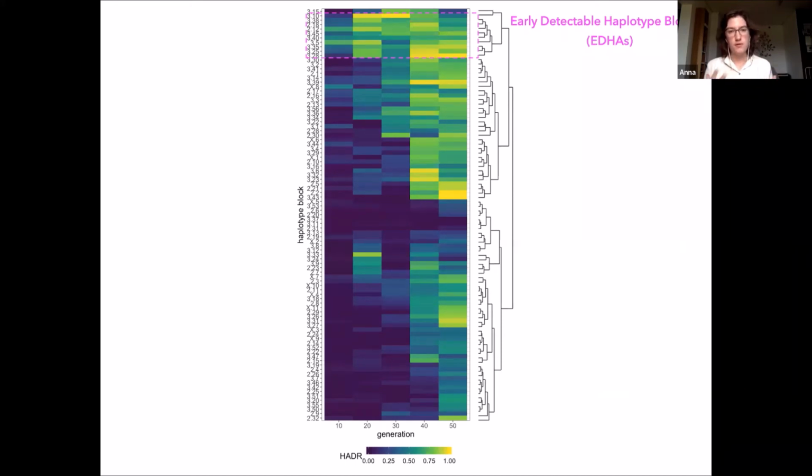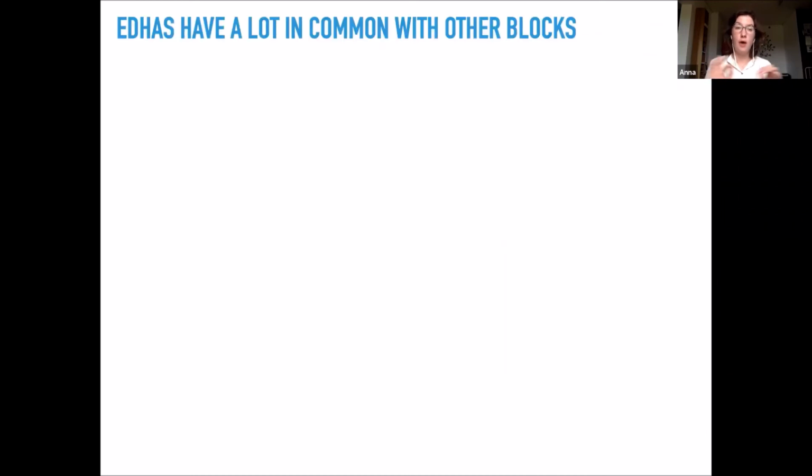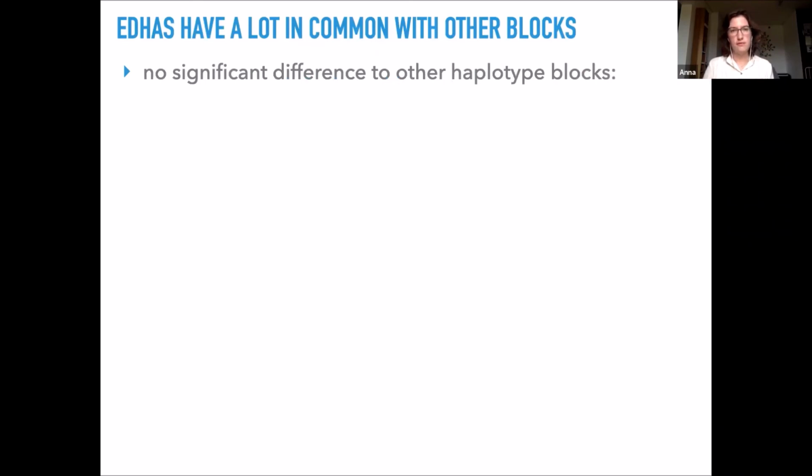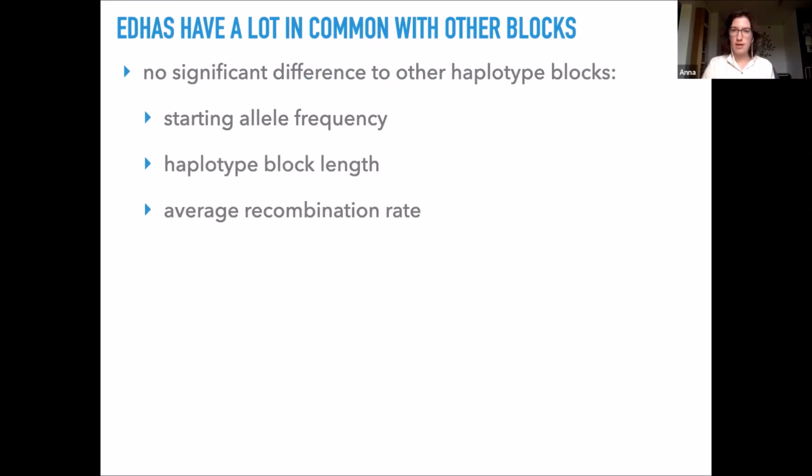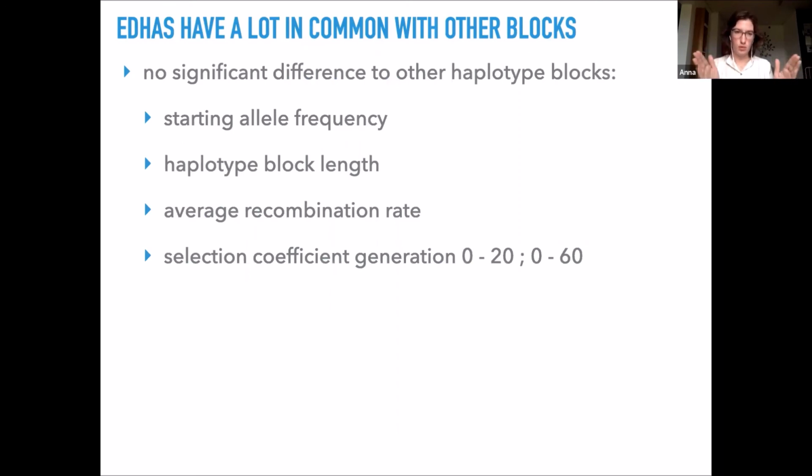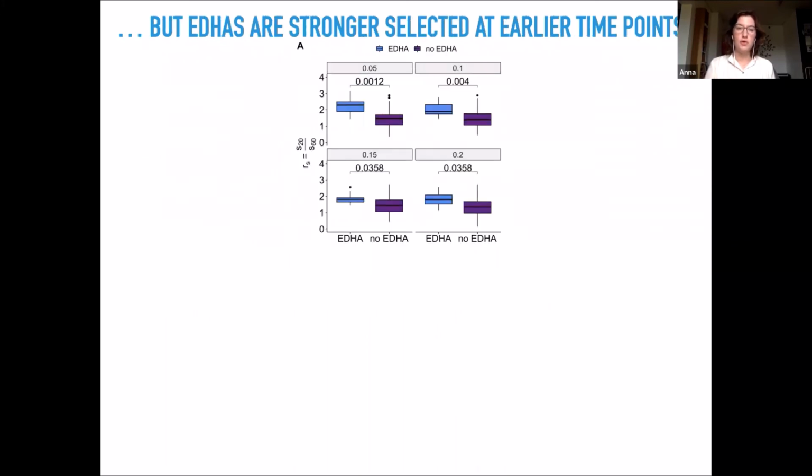And I got kind of interested, so how do they differ? And I'm going to start with how they don't differ. So you don't see any significant difference to other haplotype blocks in terms of starting allele frequency, the length, the recombination rate, absolute selection coefficients for the first 20 and the whole 60 generations, the number of rising replicates in generation 60. However, how they do differ is that they are more strongly selected at earlier time points.